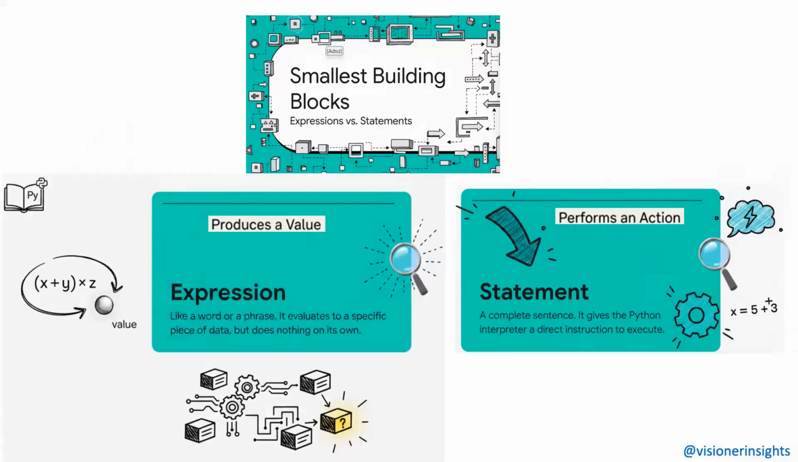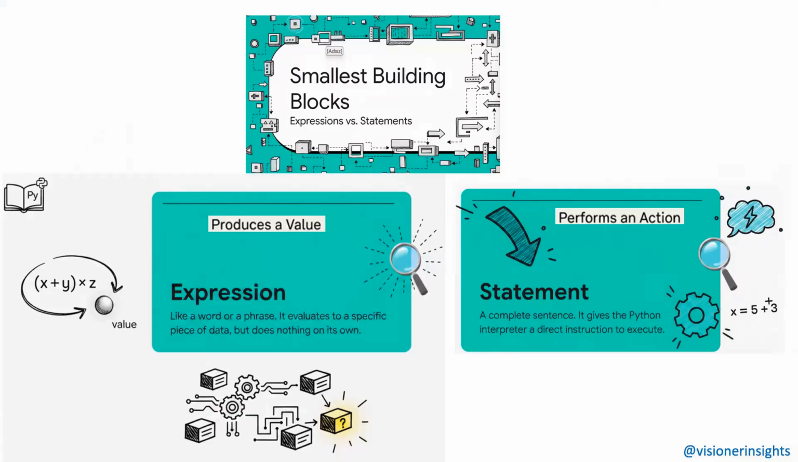Okay, first up, we've got expressions. An expression is basically any piece of code that, well, it boils down to a single value. Think of something simple, like 5 plus 3. On its own, it evaluates to 8, but that's it. It doesn't perform any action. It's just a value, kind of waiting to be used.